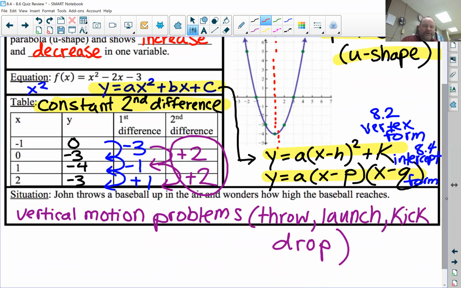A situation that would be described with a quadratic function: John throws a baseball up in the air and wonders how high the baseball reaches. We call those vertical motion problems. So anytime something is being thrown, launched, kicked, dropped, tossed, those would be generally vertical motion and would be described with a quadratic equation. All right, any questions on quadratic equations?